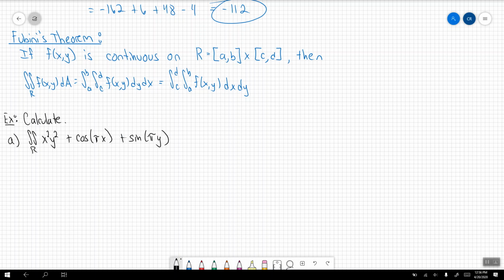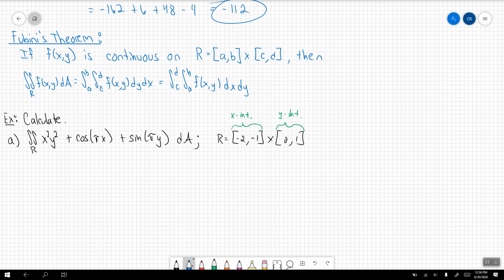Alright, so here we have the double integral over some region R for the function x squared y squared plus cosine of pi x plus sine of pi y. And this is all going to be with respect to some area. And the region in question is a region from -2 to -1, and then we're going to cross this region with 0 to 1. Now again, every time they give us a region in this form, the first interval is always your x interval, and then the second interval is always going to be your y interval.